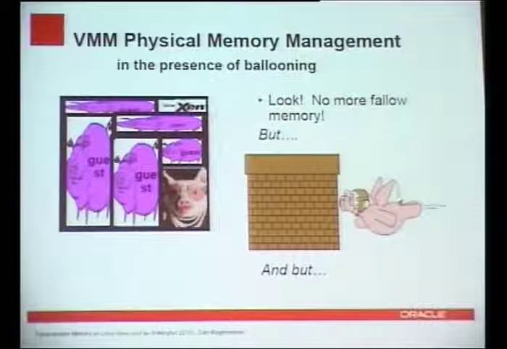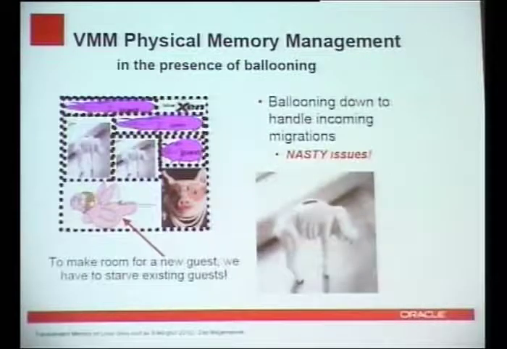Now, since ballooning works both ways, you can not only take memory away from a guest with ballooning, you can give it back. So when you need to migrate a guest, you can just say, balloon driver, take a lot of memory away from this virtual machine. And then you have enough to handle the inbound migration. But unfortunately, this is where some of the nasty issues of ballooning show up.